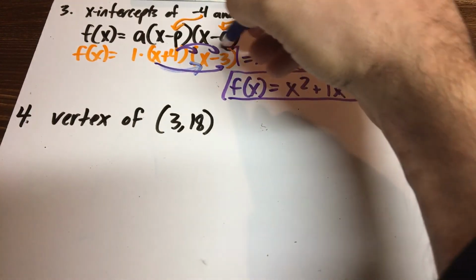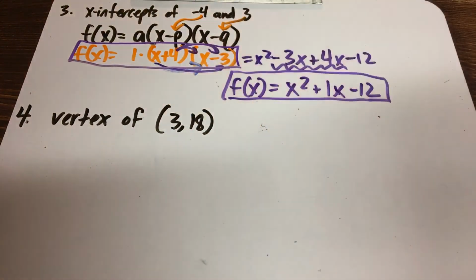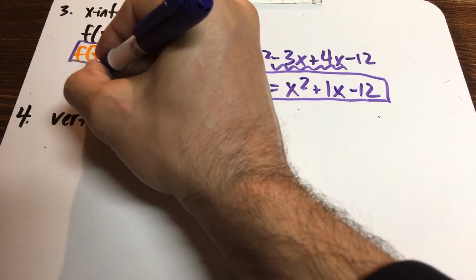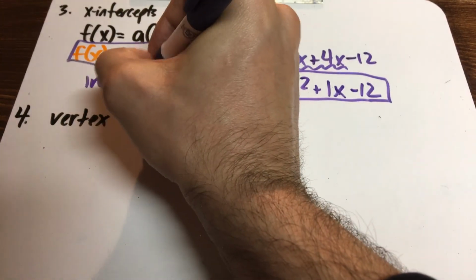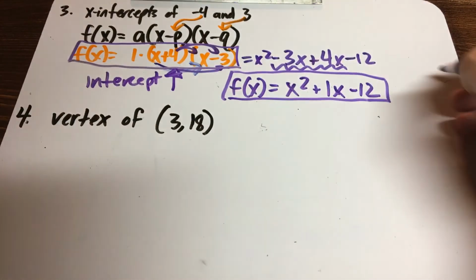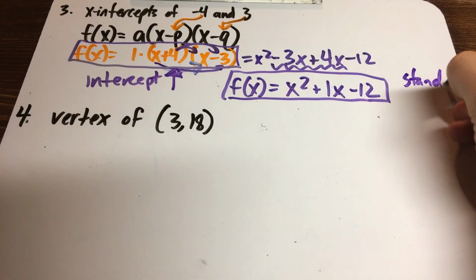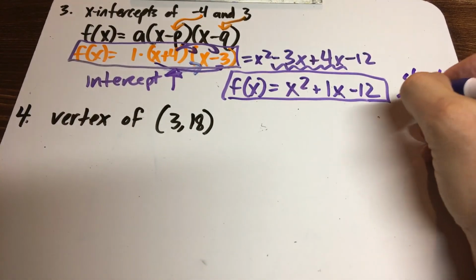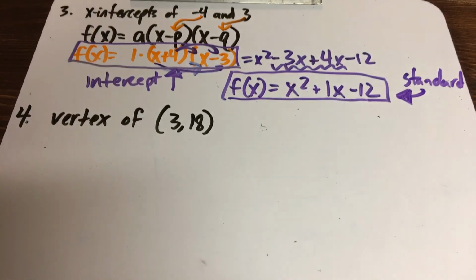Right here, this is actually very good for intercept form. If the question said to write it in intercept form, this would be perfect for intercept form. All right, that's the intercept form. This is standard form. I don't know why they necessarily pick standard form on this one, but we've got two different ways of representing the same equation.